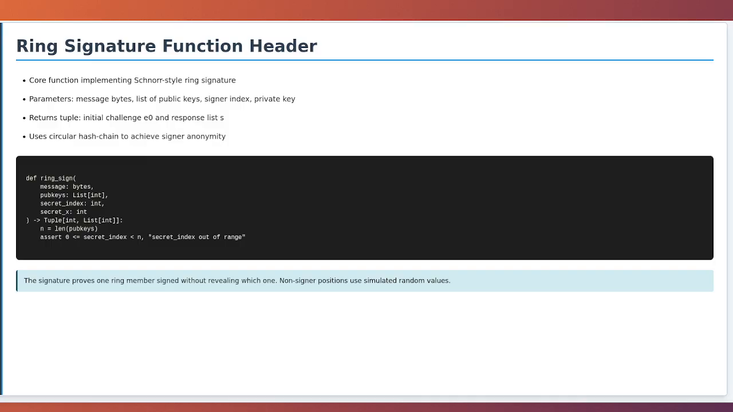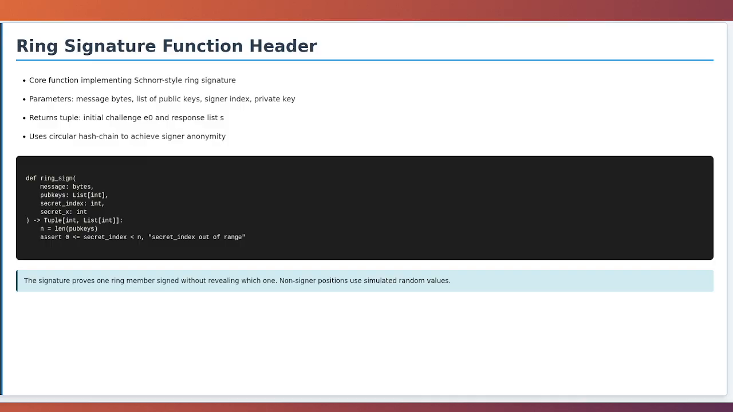The return type is a tuple containing e0, the initial challenge value, and s_list, a list of response values. Together, these components form the ring signature. The signature is relatively compact, consisting of one hash-sized integer plus n scalars where n is the ring size. This signature proves that someone in the ring signed without revealing which member.